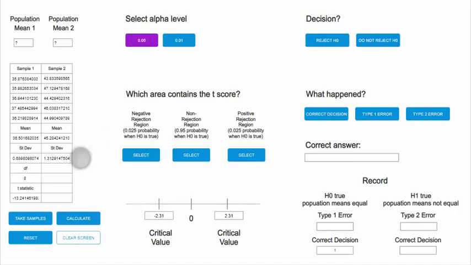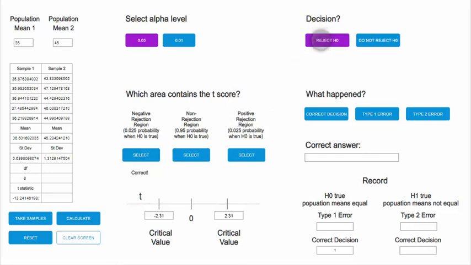Here we're in the negative rejection region because negative 13 is way out here. So we're going to click negative rejection region, and it tells me if I'm correct. If I wasn't correct, it would say try again. So since I'm in one of the rejection regions, I'm going to reject the null hypothesis.